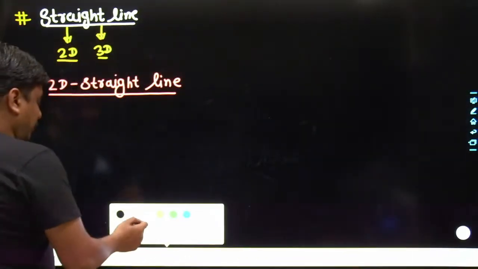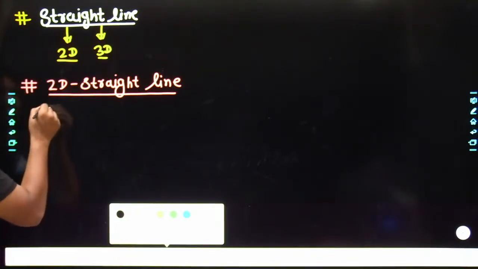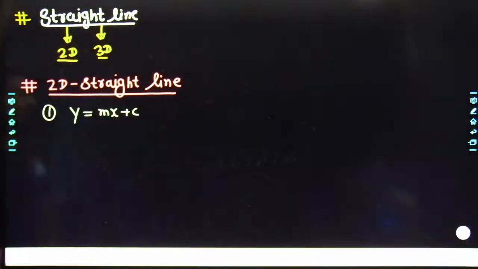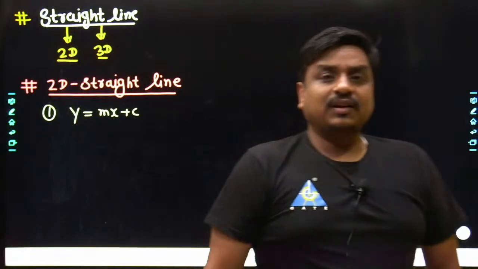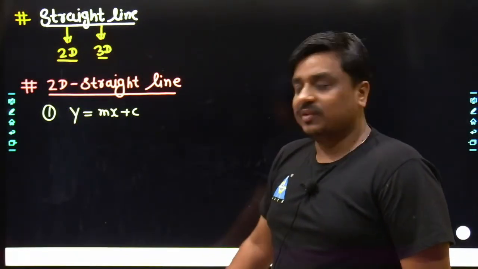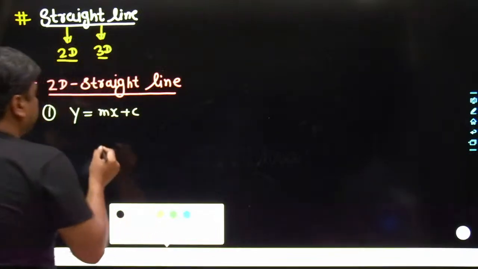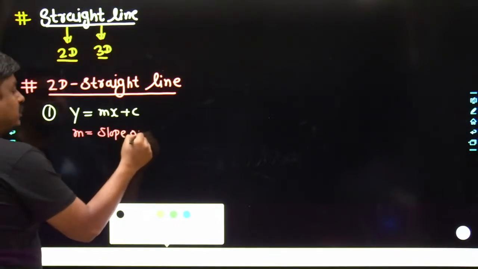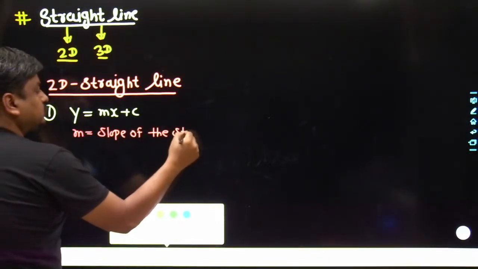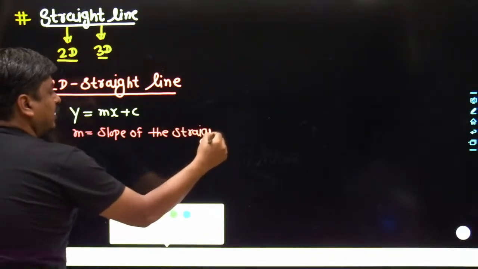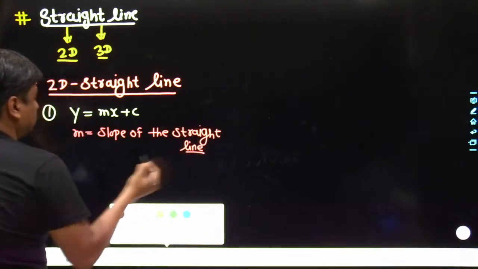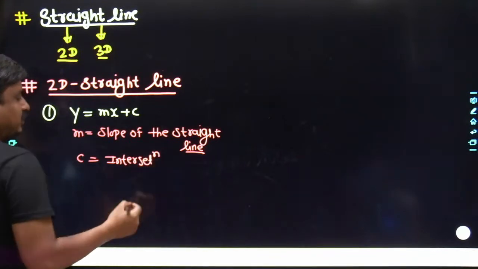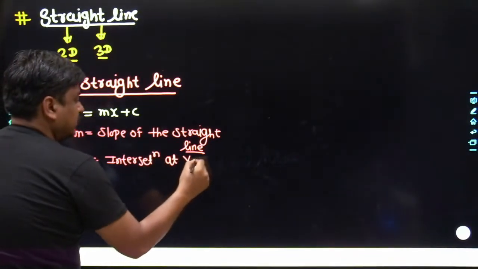Among them, the first way to represent the 2D straight line is y equals mx plus c. y equals mx plus c. May I know what m is over here and what c is over here? Obviously, you must be knowing about it. If not, you can write it down here. The m is the slope of the straight line, and c is the intercept of the straight line at the y-axis.